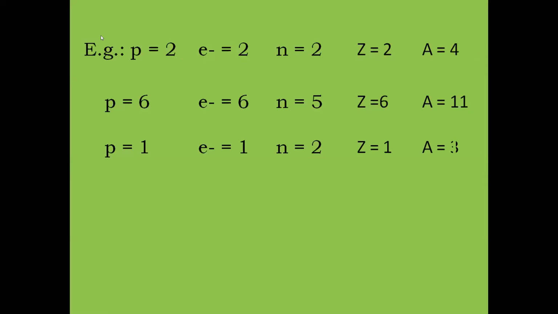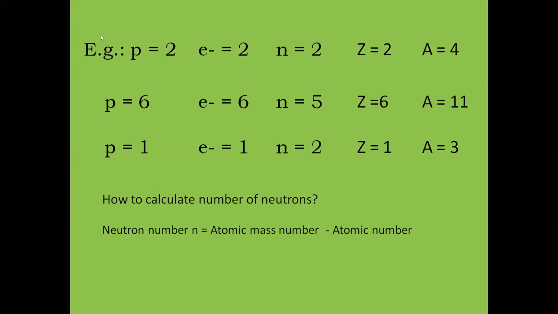So you've clearly understood the concept of atomic number and atomic mass number. Now, as I was discussing in the previous slide, how are we going to calculate the number of neutrons? To calculate the number of neutrons, I want everyone to write this formula: neutron number is equal to atomic mass number minus atomic number, which is N equals A minus Z. Please write this, everyone.